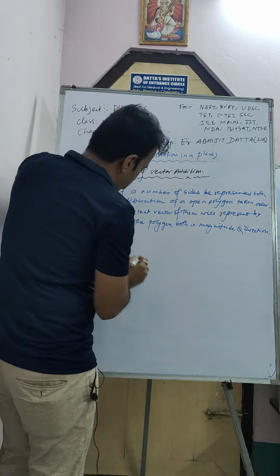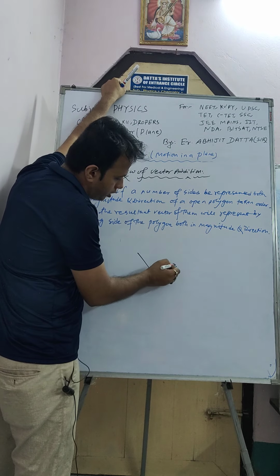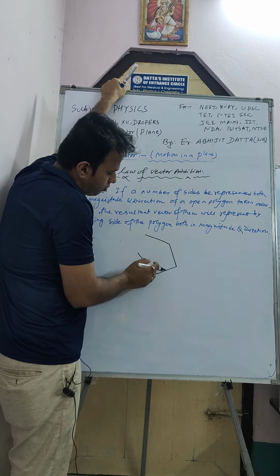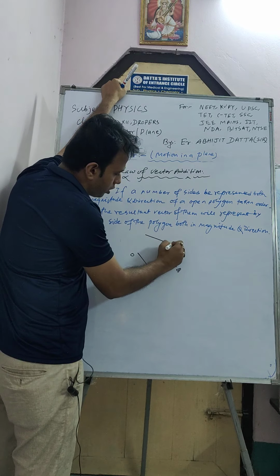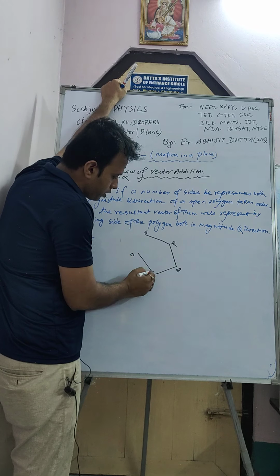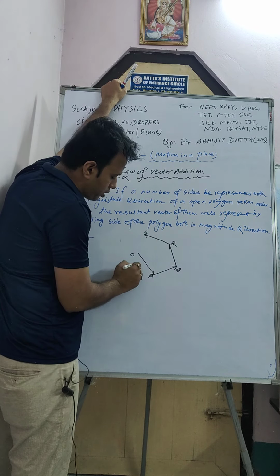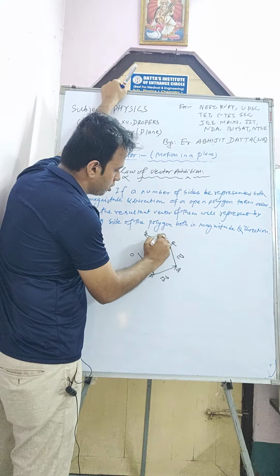Suppose we draw a polygon here. This one is one side, this one is another side, this one is another side. Okay, I draw a pentagon here. So suppose this one is O, this one is P, this one is Q, this one is R, and this one is S. Okay, right? I represent this vector as A, this one is B, this one is C, and this one is D, right?